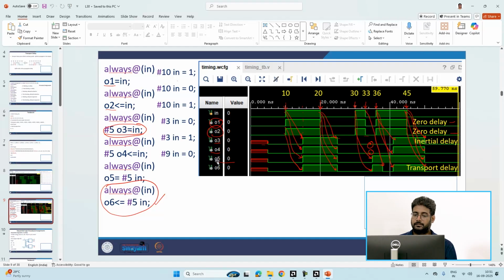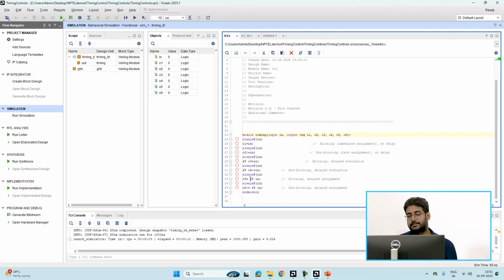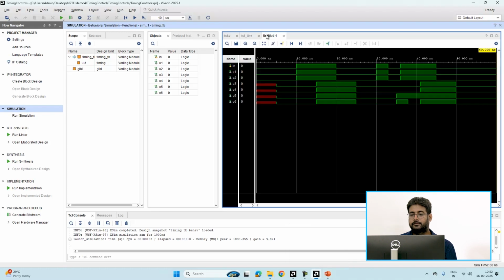Then for case o5, it is here. Blocking, o5 equal to #5 input. That is the case of a blocking statement and delayed assignment. So here assignment is delayed. Again, it's a case of delayed statement, and actually here this glitch is evaluated. By the time it is assigned, this input has changed to 0, which couldn't get evaluated. So this is not reflecting in the output.